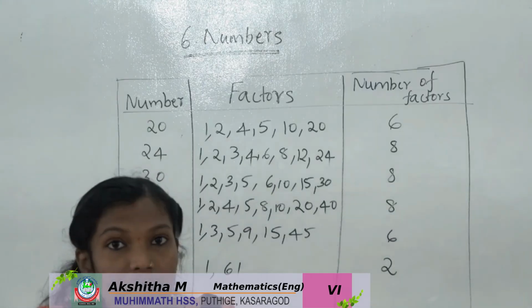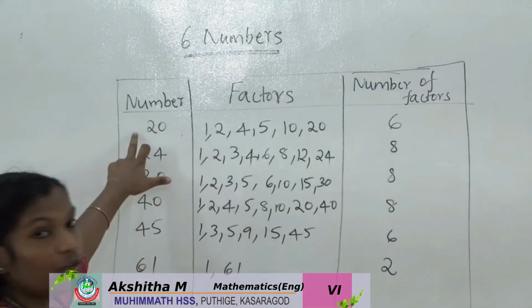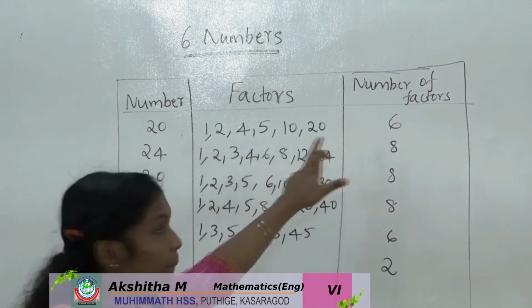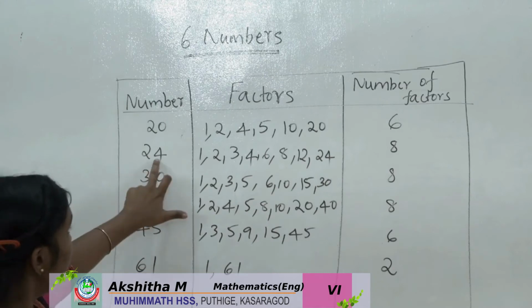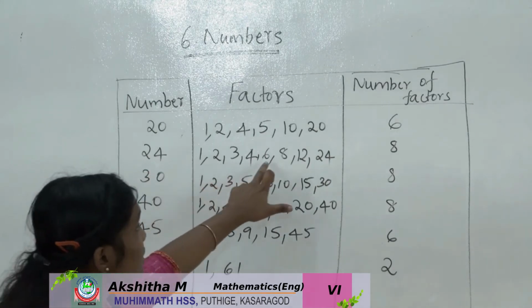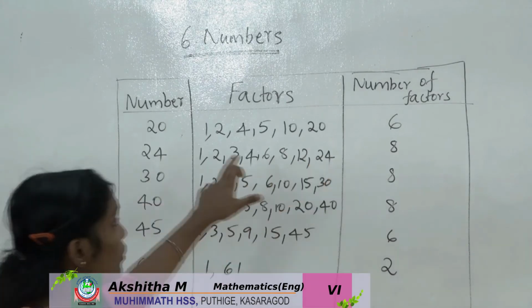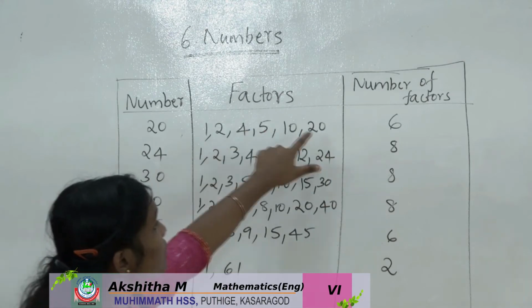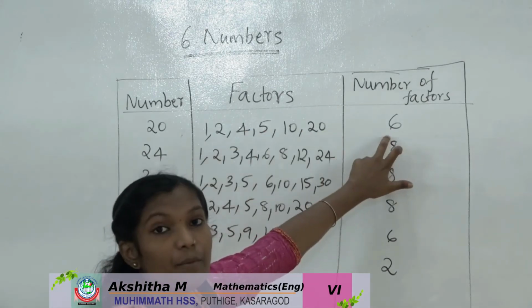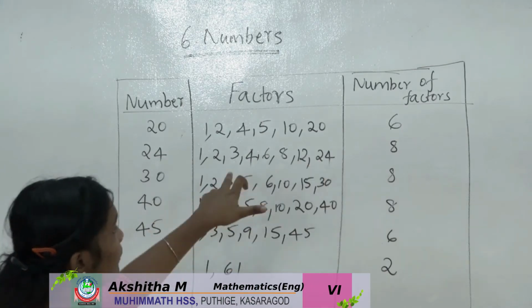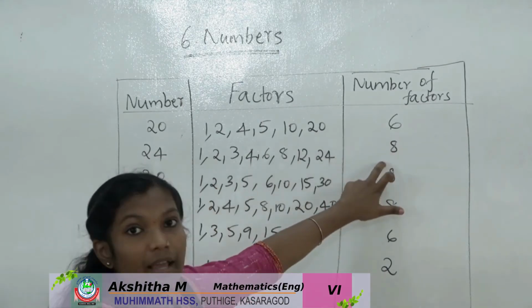Here you can see factors of 20: 1, 2, 4, 5, 10 and 20. And the next one, factors of 24: 1, 2, 3, 4, 6, 8, 12, 24. Here the total number of factors is 1, 2, 3, 4, 5, 6. 6 is the number of factors. And here you can see 8 numbers, so the number of factors is 8.